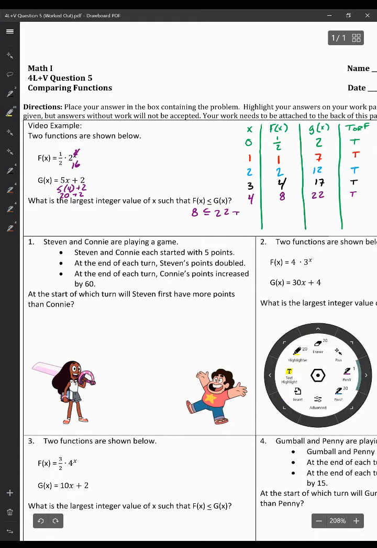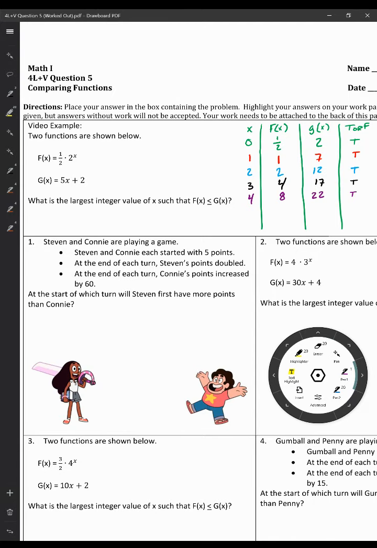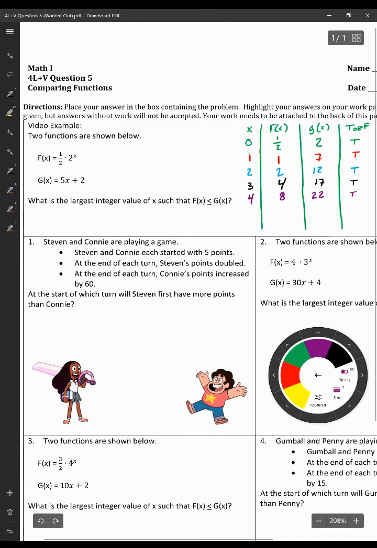So as you do more of these, you're going to recognize that you'll eventually see some patterns. When I look at my f of x, every time I can see that this is going up by times 2. So 1/2 times 2 is 1, 1 times 2 is 2, 2 times 2 is 4, 4 times 2 is 8. So just with that pattern alone, what is my next number going to be? That is right, we do get 16.